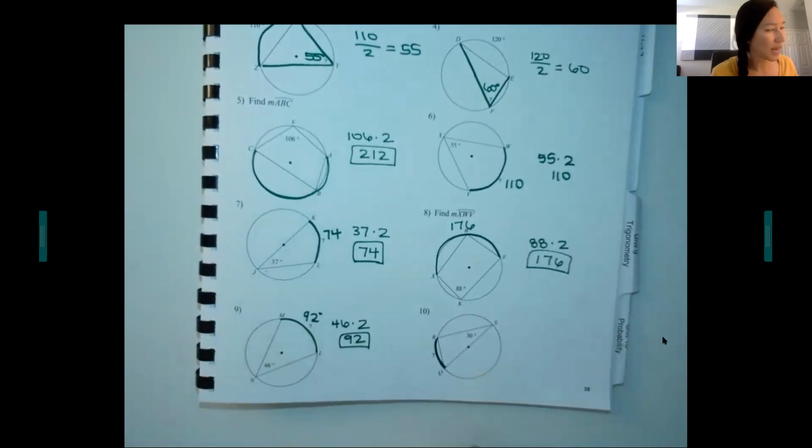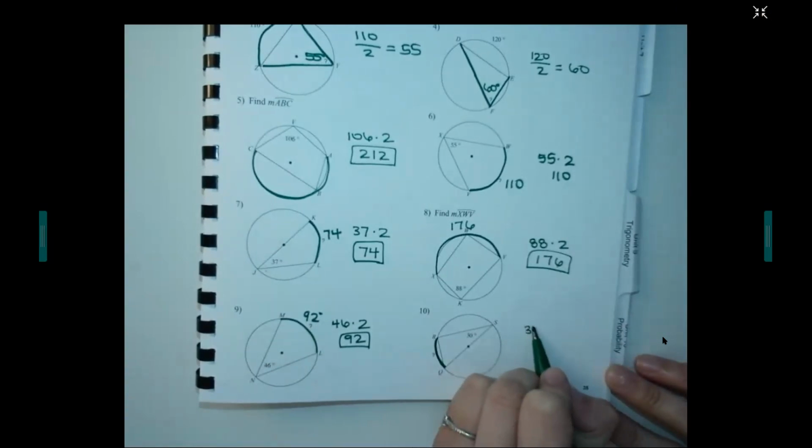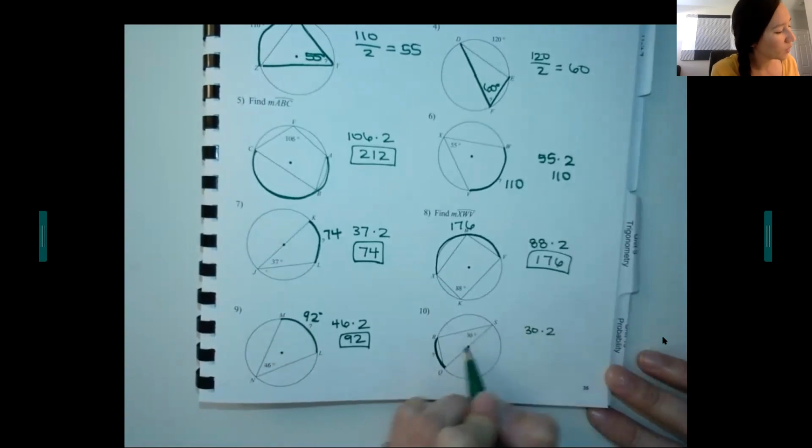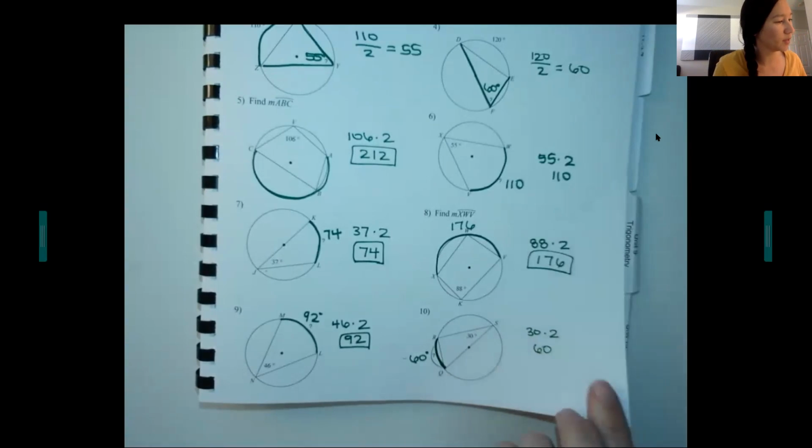And Jaden, what about number 10? Okay, so since I don't really know what I'm doing, I did 30 times 2, and I got 60. That's right. Our angle's 30. We know the arc's double that, so we multiply by 2, which means this arc is 60 degrees. Very good. Any questions? Because we're going to be moving on to a little bit harder. We struggled a little bit here. No? Okay, so let's flip to the back where we have to do some solving.